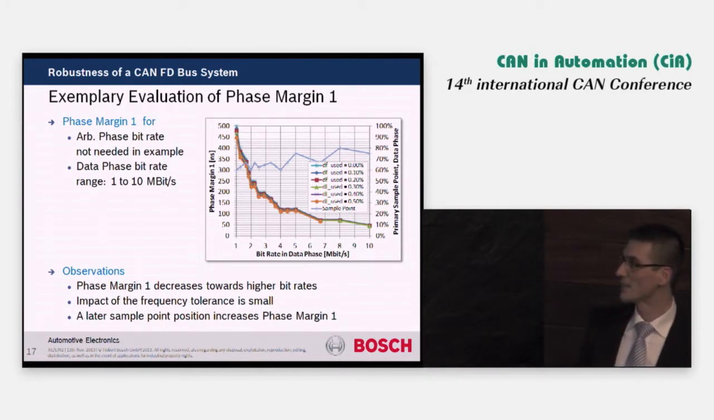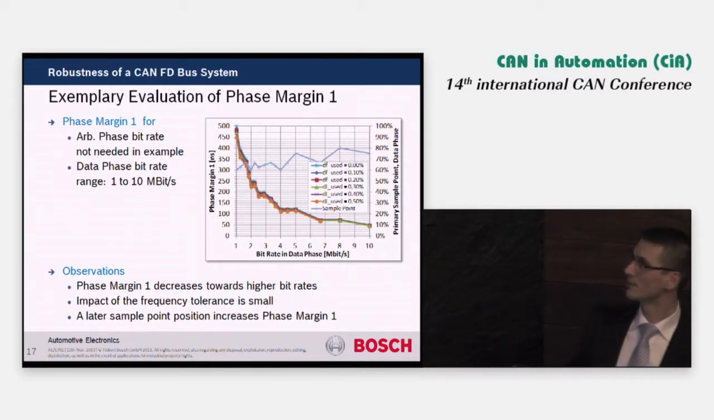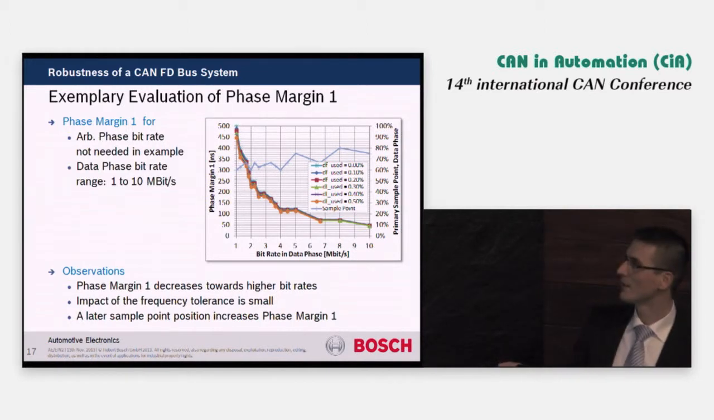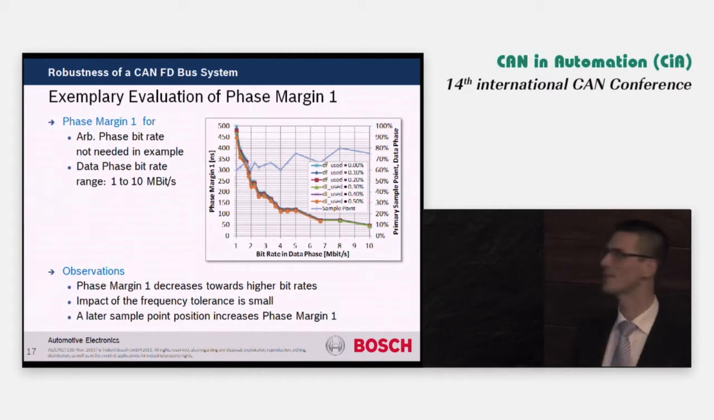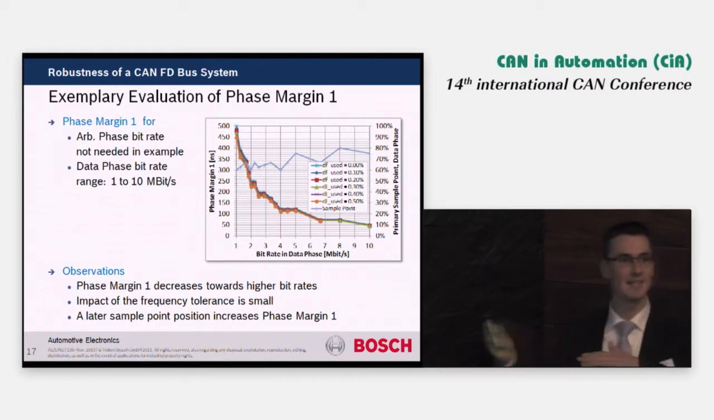And the last observation is that a later sample point increases the phase margin 1. And we can see this here. I said the phase margin decreases towards higher bit rates, but somehow here at 4, 4.5, and 5 megabits, the phase margin is constant. That's strange. But when we have a look at the sample point, we see the sample point is shifted towards the end of the bit, and this actually compensates the decrease.